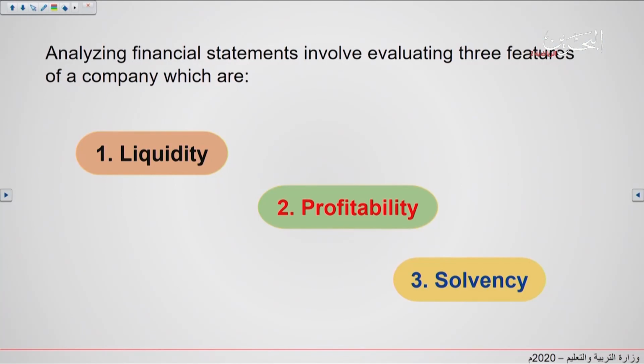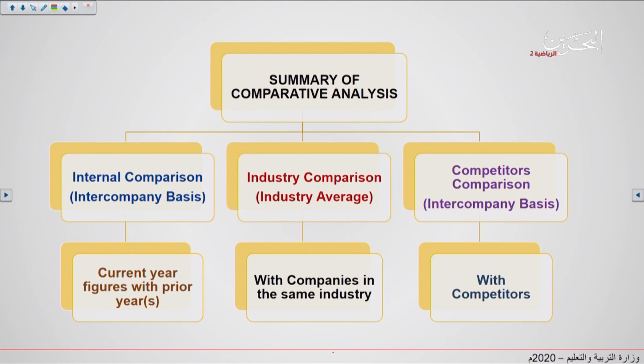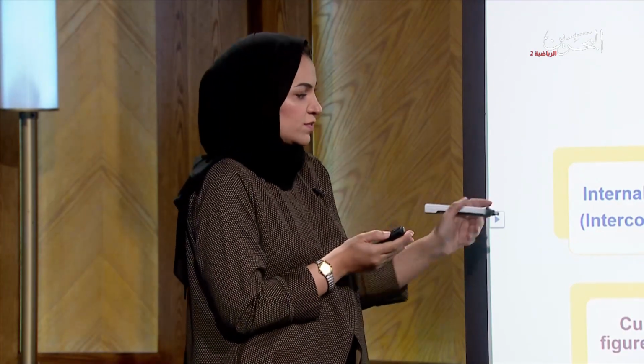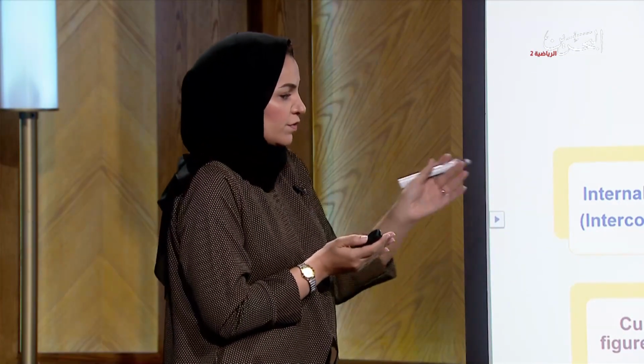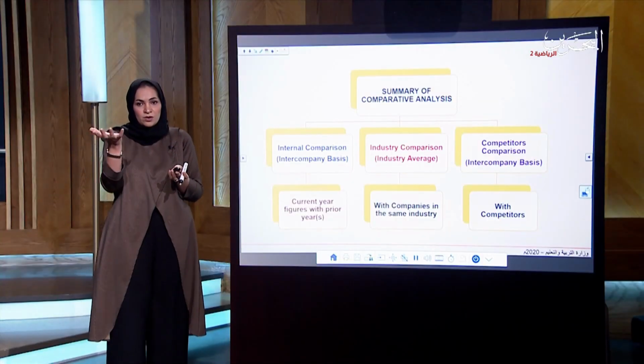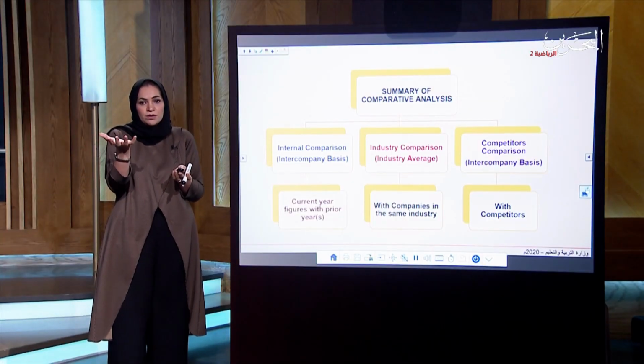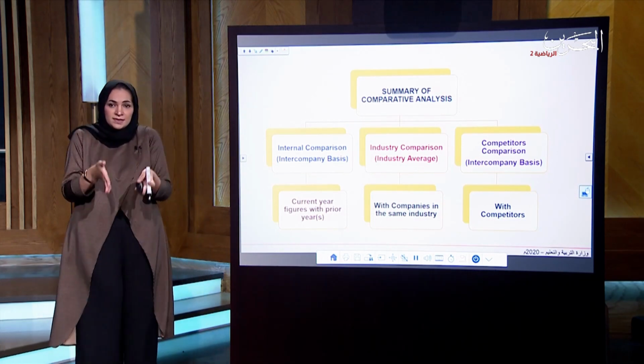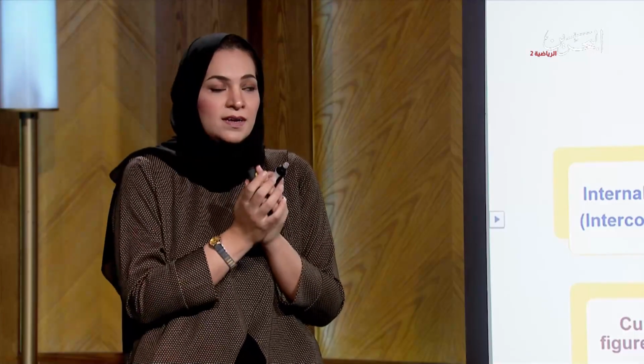Okay. And analyzing financial statements involves evaluating 3 features. We have to evaluate the liquidity, profitability, and solvency. Okay, summary of comparative analysis. Why do we need to do comparative analysis for financial statements? First, we have internal comparison. For internal comparison, for example, company A, we want to do the comparison between this year's result and the previous year's results.